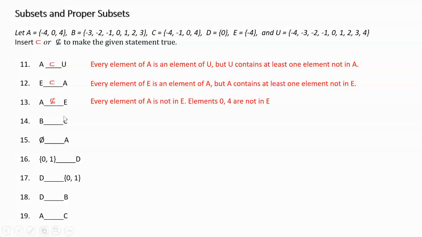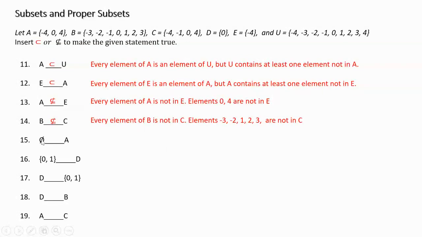Let's go to set B and set C. Set B contains the elements -3 all the way to +3, the integers. And set C contains -4, -1, 0, and 4. So every element in B is not in C. So this will be the second symbol, which will be the subset with a slash over it. And here's the reasoning behind it. Every element of B is not in C. Elements -3, -2, 1, 2, and 3 are not in C.